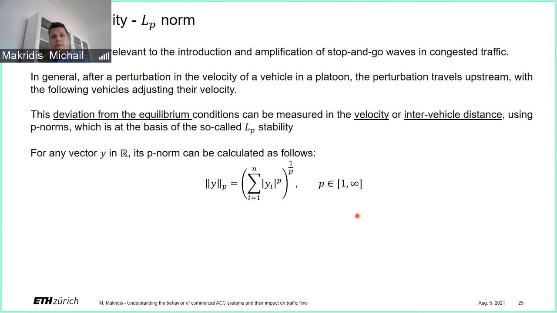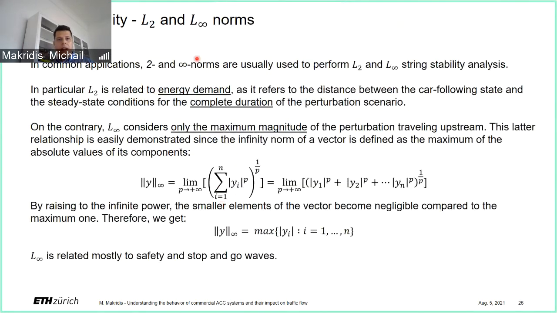So, going to string stability to make things more challenging. String stability is relevant to the introduction and amplification of stop-and-go waves in congested traffic. In order to study string stability, in the literature we see the deviation from the equilibrium conditions measured either on the speed or on the spacing. And one way to study this, there are many ways, is with P norms, and more specifically with L2 and L infinity norms.